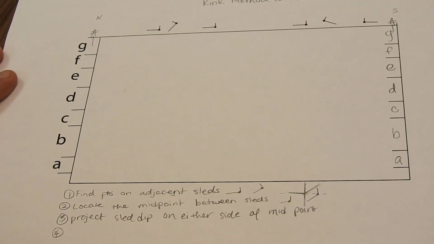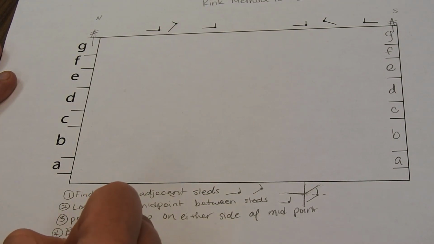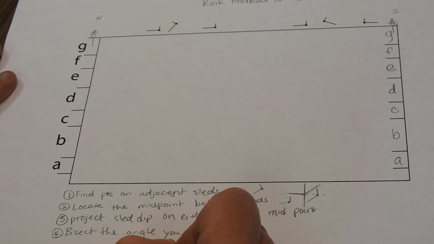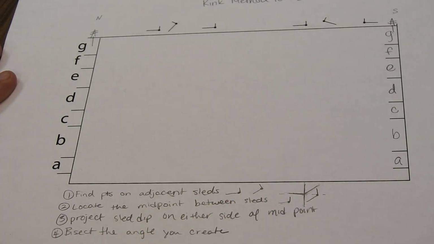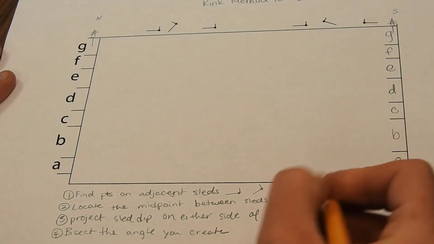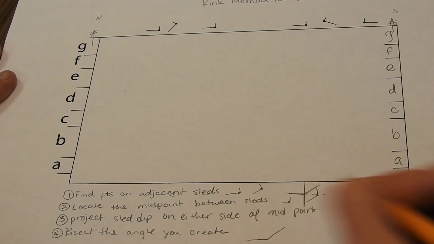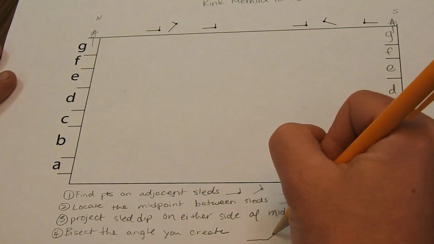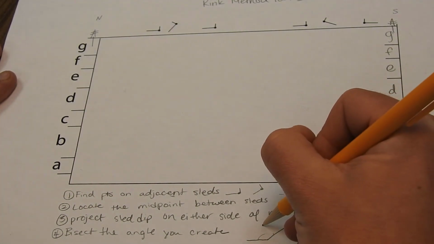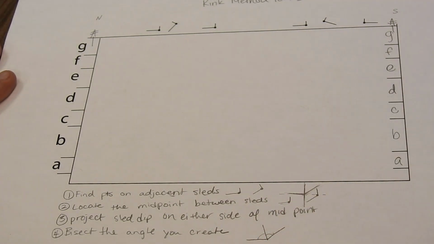The fourth step is going to be to bisect the angle you create. So that means cut it in half. So if I go up here, and I'm going to use the angle from this example, say it looks like this. I'm going to measure that with my protractor and divide it by 2, measure out what half of that is, and plot my bisector. So on either side, this angle is the same.